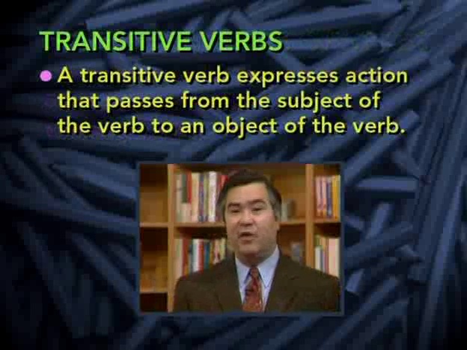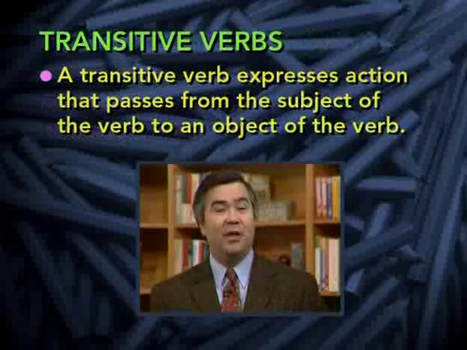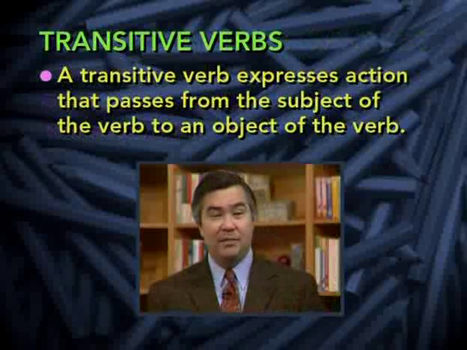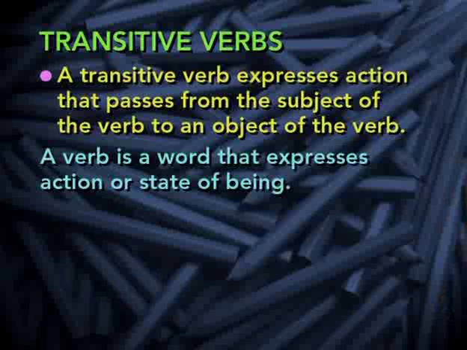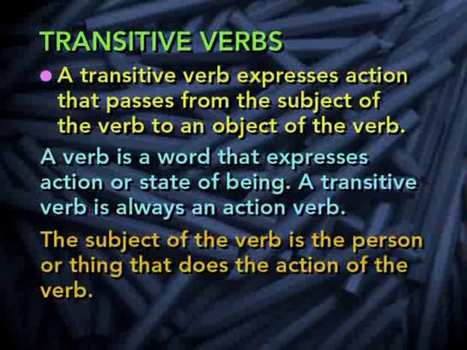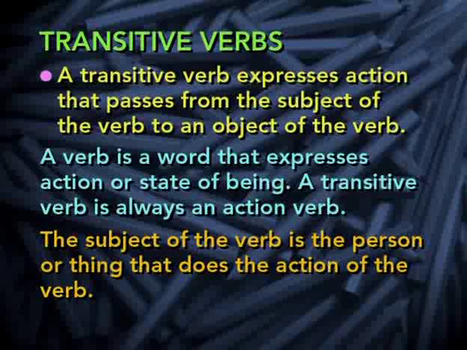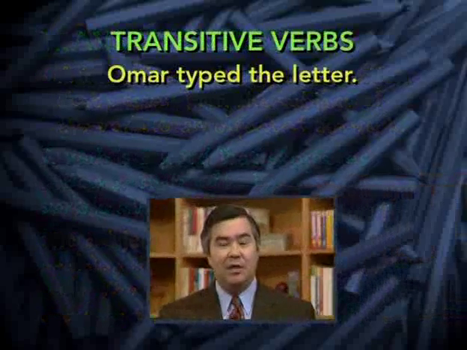A transitive verb expresses action that passes from the subject of the verb to an object of the verb. As you recall, a verb is a word that expresses action or state of being. A transitive verb is always an action verb. The subject of the verb is the person or thing that does the action of the verb. The object of a transitive verb receives the action. Take a look at this sentence as an example.